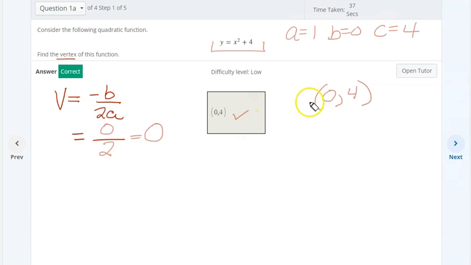Now, the next slide is going to ask us for the axis of symmetry. Well, we said the axis of symmetry was whatever is in the x position of the vertex, which is 0. So our axis of symmetry is going to be x equals 0. Let's go on to the next part here. And we see the axis of symmetry is x equals 0. All right, let's go on.